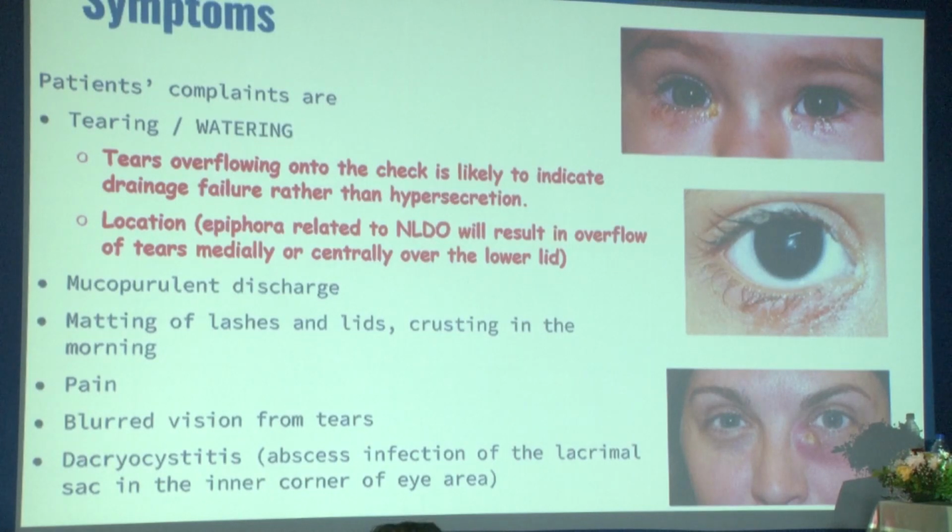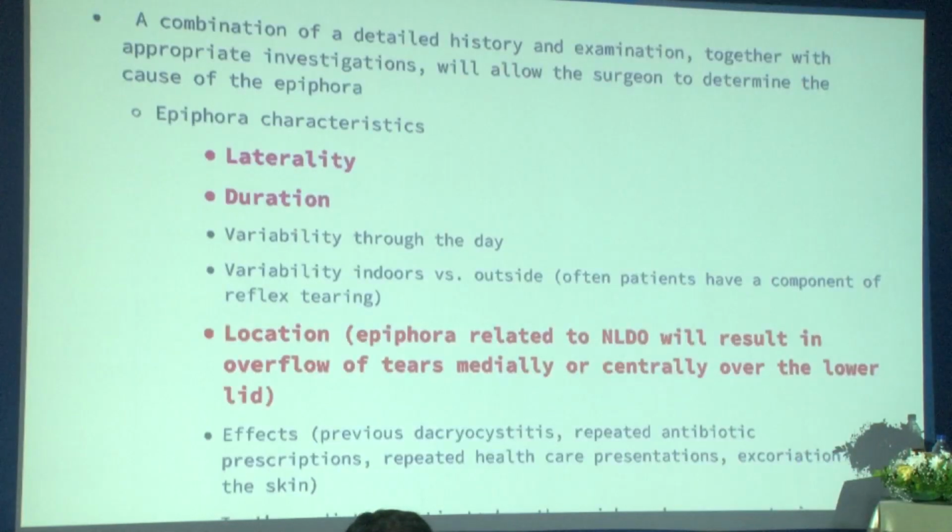Let's start from the symptoms. Even a simple question, whether the water spills onto the cheek or not, will indicate that tears overflowing onto the cheek is likely to indicate drainage failure rather than hypersecretion. The other thing is location of the epiphora. Tears medially or centrally indicate epiphora related to nasolacrimal duct obstruction. Apart from this, mucopurulent discharge and matting of the lashes, all these symptoms will be present. Let's move on. Again, laterality and duration are important.